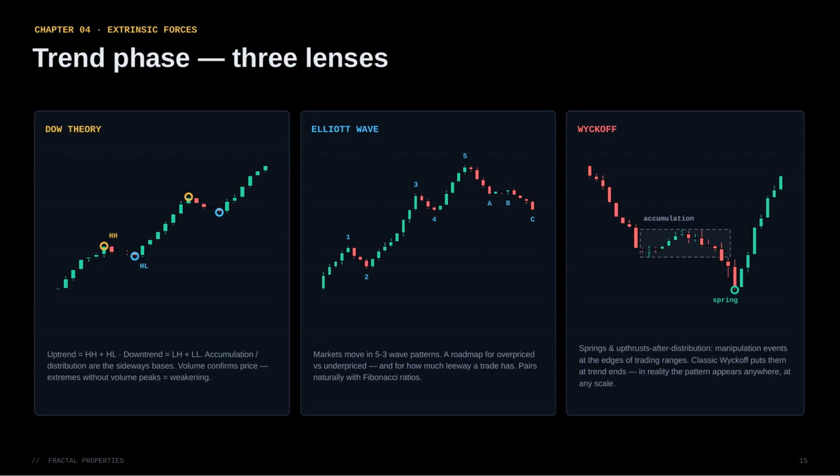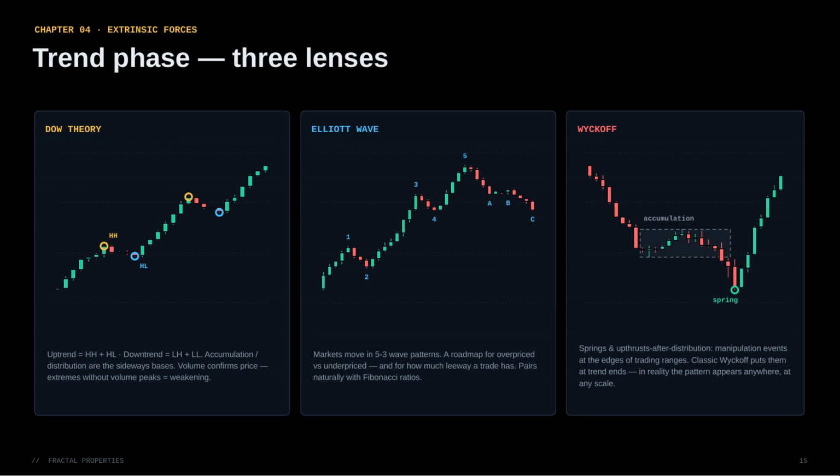Dow theory: higher highs and higher lows define uptrends. Lower highs and lower lows define downtrends. Sideways bases are accumulation or distribution, and volume confirms price. When a new price extreme prints without a matching volume peak, the move is losing strength.